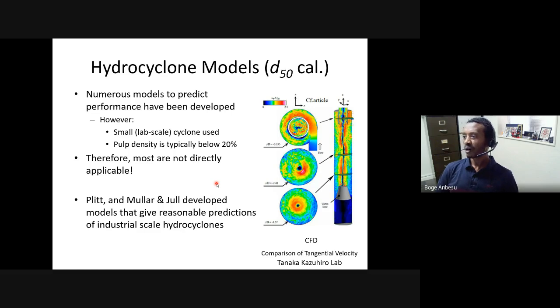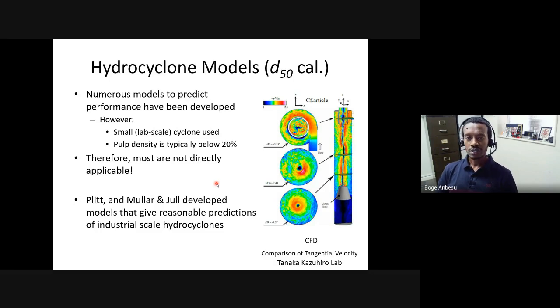Probably I don't talk too much about models, but people have been trying to develop lots of hydrocyclone models in the past. Usually what we do is we take data from a small lab scale cyclone. In this case, you might also have a simulated pulp density. Usually they work with low percent solids. And they take that data and try to develop numerical models and assess the performance of a cyclone based on those models.